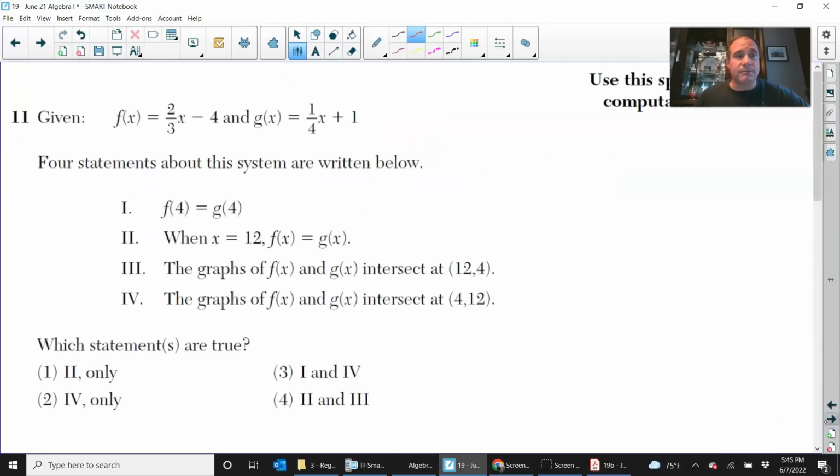All right? So number 10. Right, so f of x is 2 over 3x minus 4, and g of x is 1 over 4x plus 1. For the 4 statements about the system written below, you're going to just have to see which ones are true. So you have to go through each one of these.